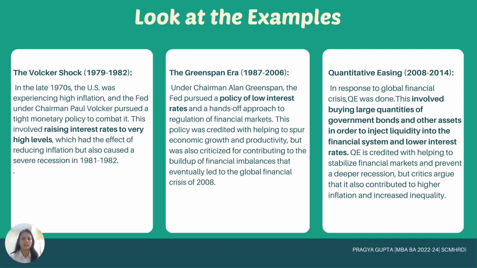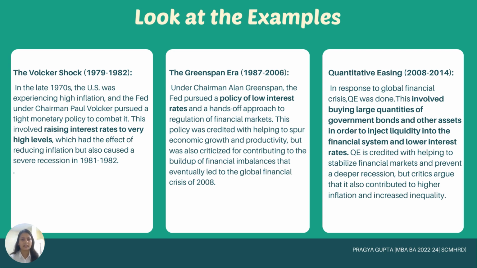So now let's have a chronological study of the US, wherein time and again, according to the economic conditions, the Fed has taken certain monetary policy decisions. Initially, in the late 1970s, US was experiencing high inflation, and the Fed, under the chairman Paul Volcker, pursued a tight monetary policy to combat it. Herein, the interest rates were increased to very high levels.